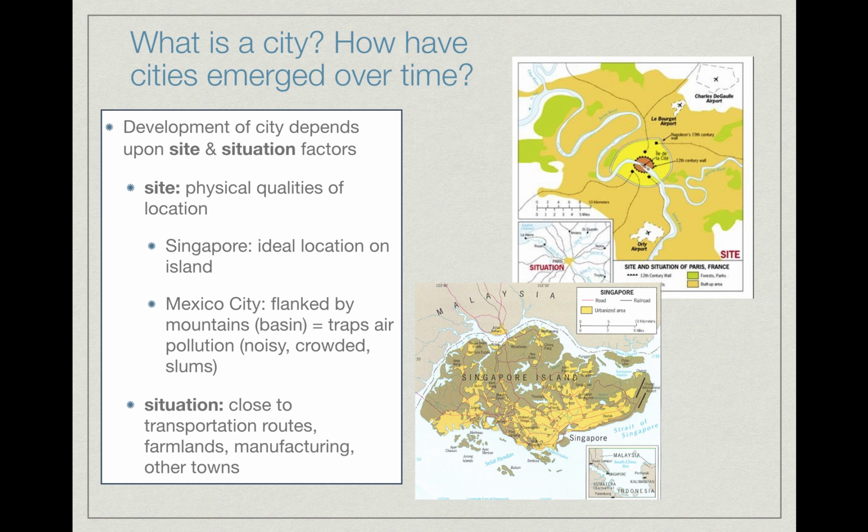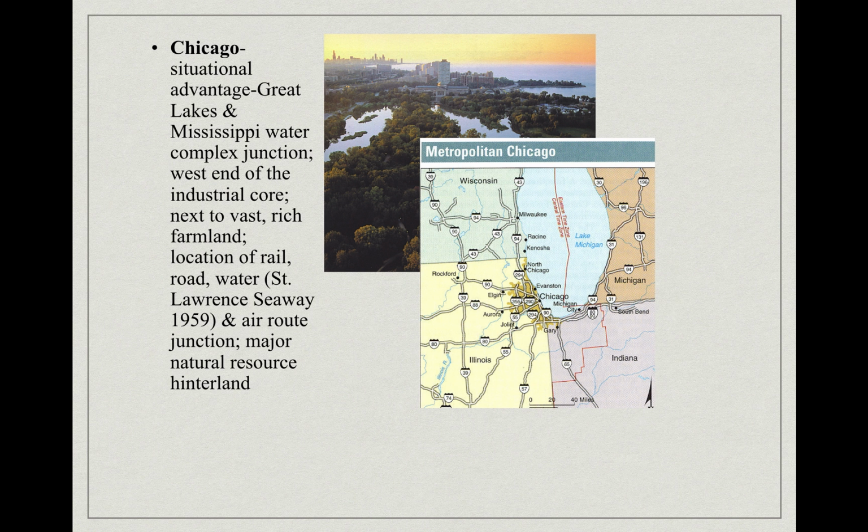You can see in the top right the picture of Paris. You can see the site of Paris. It's right along the Seine River. And you can see the situation of Paris is well situated for transportation networks all across Western Europe. So both site and situation influenced the development there. You do not need to copy this down. I just want to show you some other examples of site and situation, and how they influence where something develops.